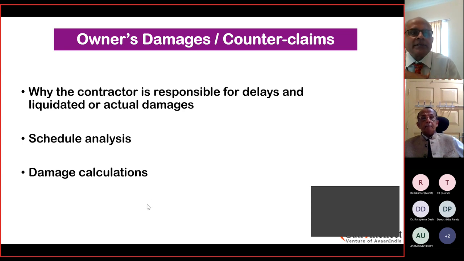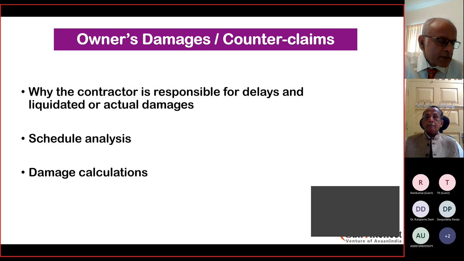Now, liquidated damages, let me also say that if there is a contract value of 100, the liquidated damages cannot be equal to 100 or greater than 100. Then the contract does not hold any good. So there is always a cap to the LD that is placed. That is how any contract works.